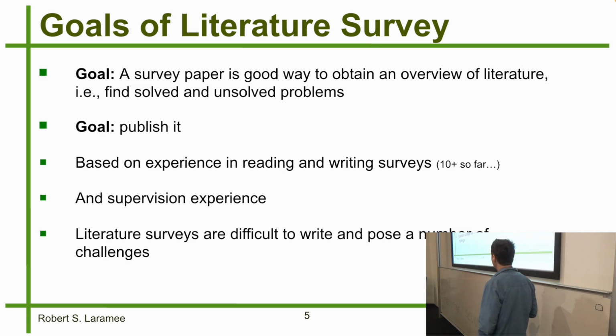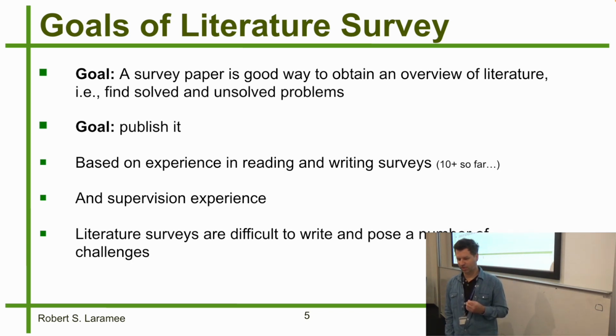So the survey is a good way to obtain an overview of the previous literature. That's one of the purposes, to get an overview of the previous literature on a given topic, and also find the solved and unsolved problems. Every research paper proposes to have solved some problem, and you want to see what those solved problems are. And in doing so, you can infer or see some of the unsolved problems.